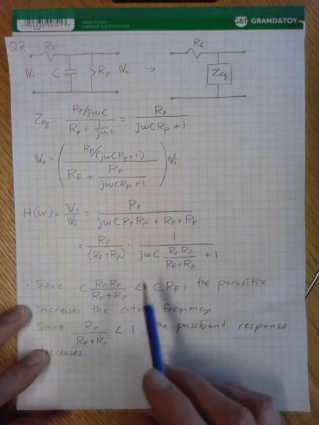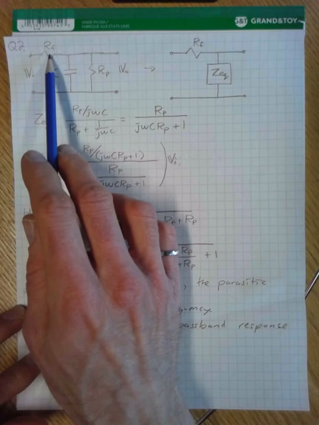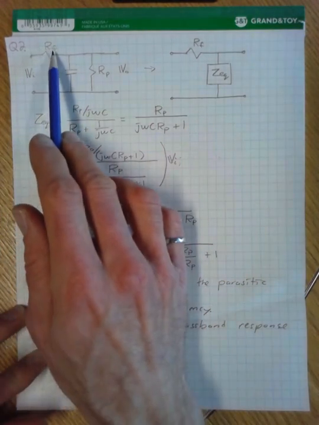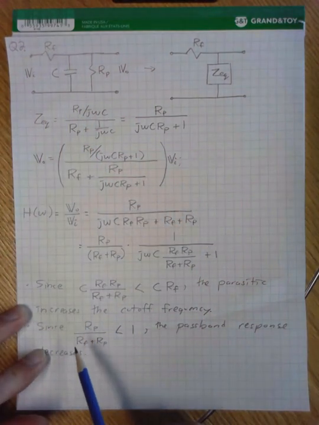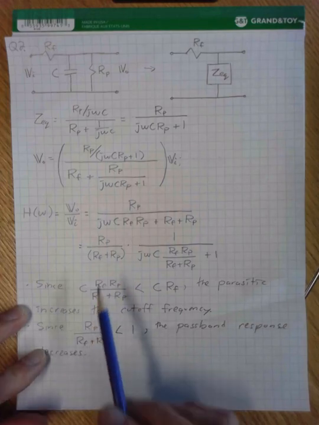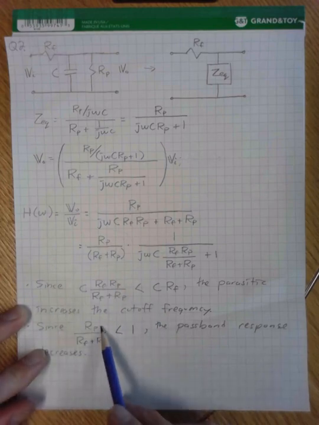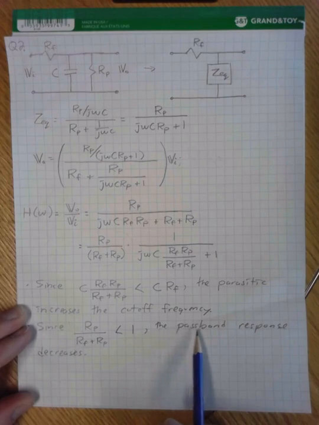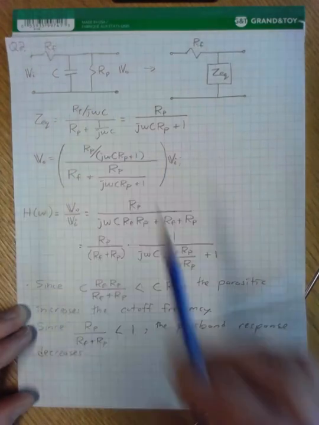Now, if we want to look at the passband gain, that's just this term here. Again, if we compare this to a standard RC low-pass filter with just the filter resistor in series with the capacitor, the passband gain of the filter is equal to 1. However, with the parasitic resistance, we have this term out front. Because RP over RF plus RP is always going to be less than 1, the passband gain decreases relative to an ideal filter where RP is not present.